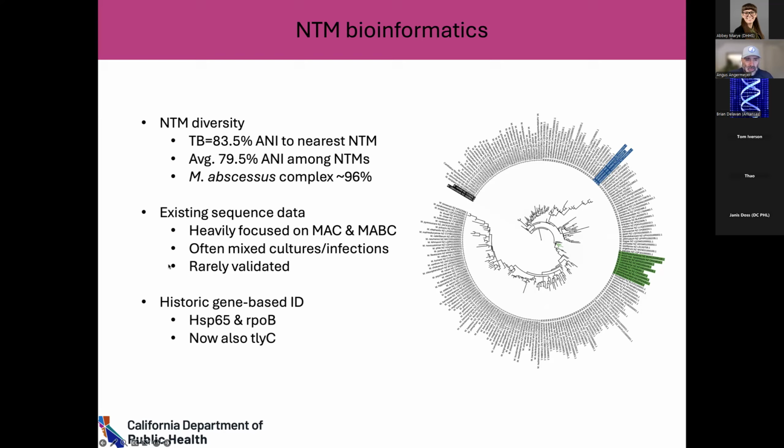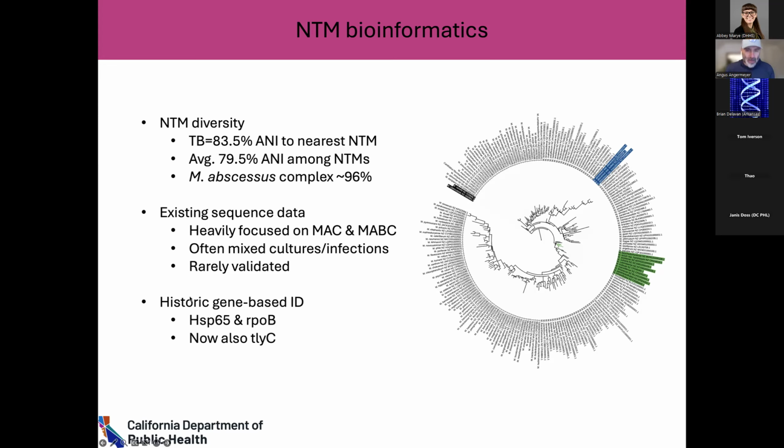One of the other bioinformatics aspects of this is that historically, all the NTM identifications have been based on two target genes: hsp65, a highly conserved chaperone protein, and rpoB, an RNA polymerase, which is also pretty highly conserved, maybe not quite as much so. But those two have been found to not really have enough discriminatory power to identify between all the NTMs, especially within the various more related complexes.